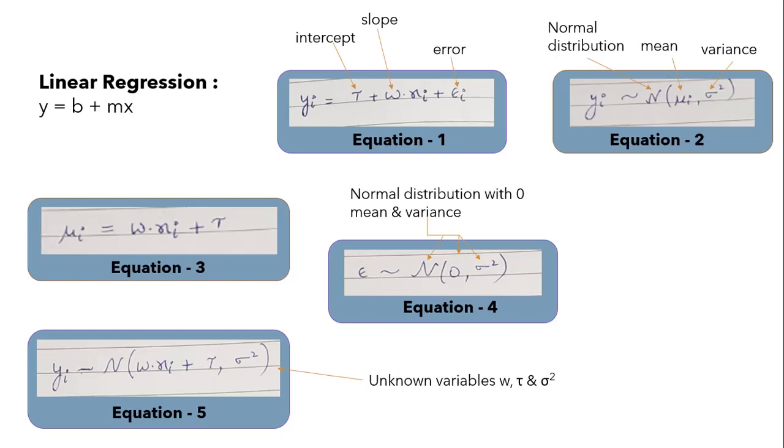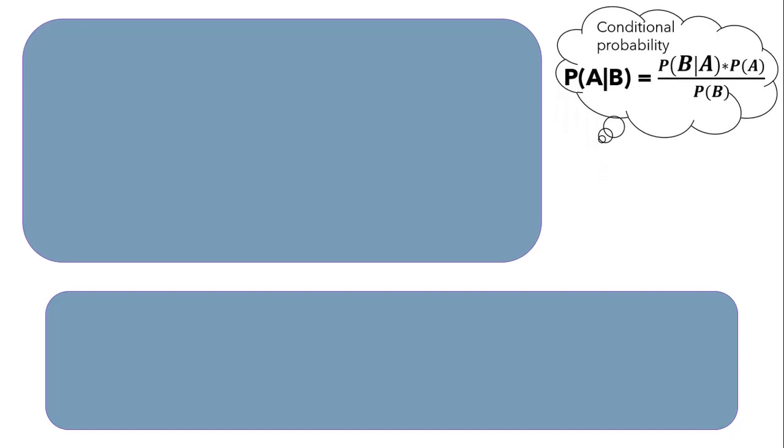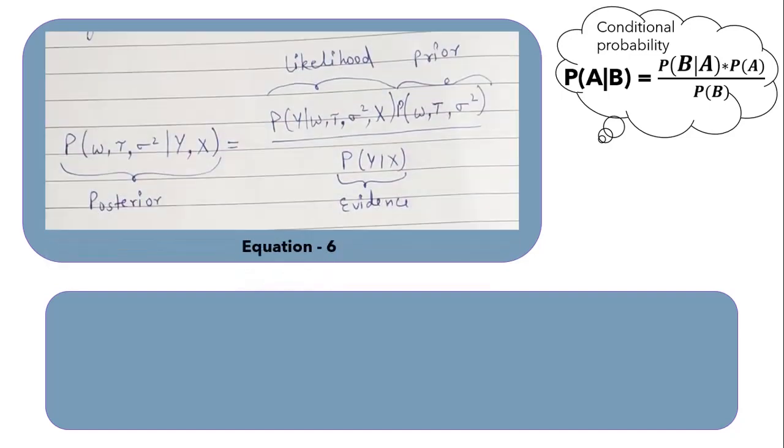So guys, we can represent such relationship between random variables using the conditional probability distribution such that P of w, tau, variance given that y and x. So if we apply the Bayes theorem to probability of w, tau, variance given that y and x, we get the following expression as shown on the screen in equation 6.